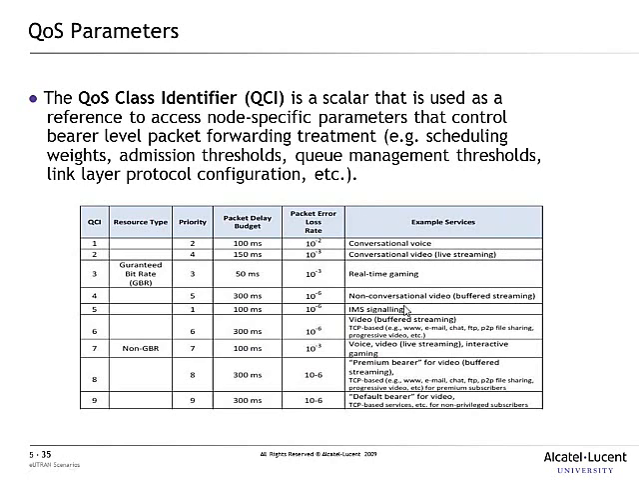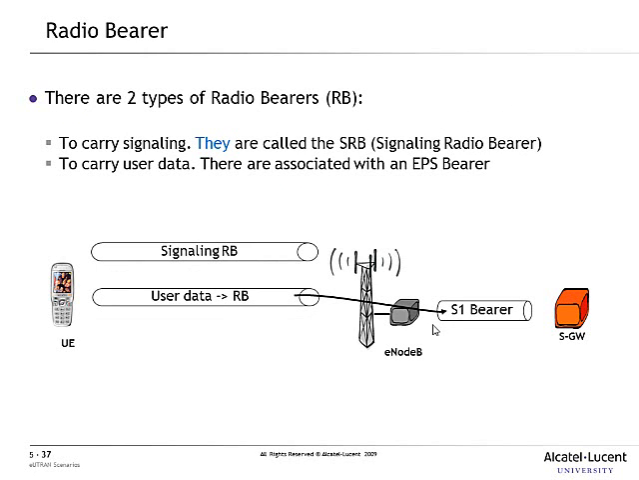Okay, so we move on. So you can see that different types of services have different attributes. Now, how do you think you will use these attributes? As I said earlier, we have 2 types of bearers. We have bearers that carry signaling and bearers that carry data.